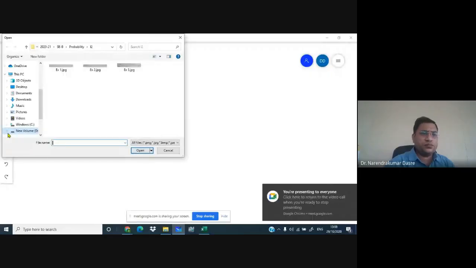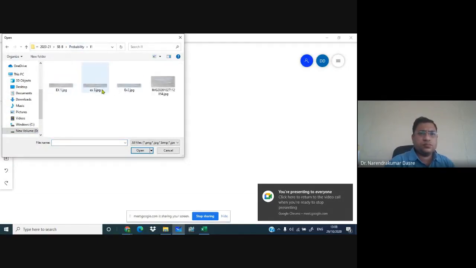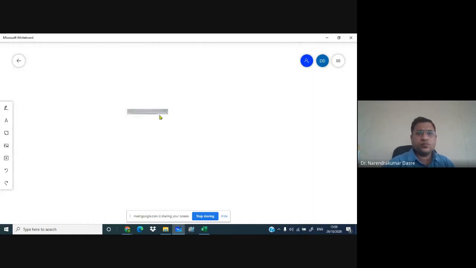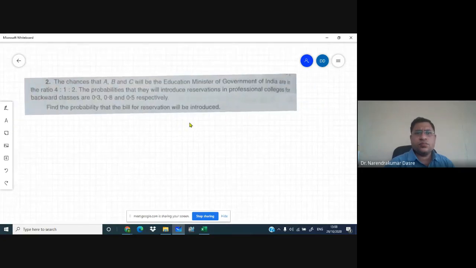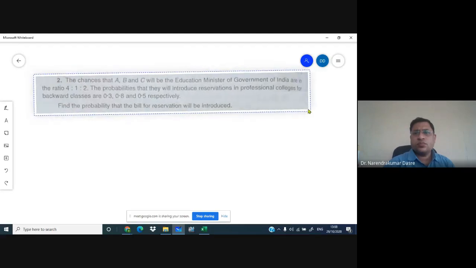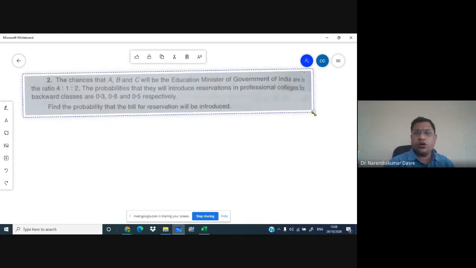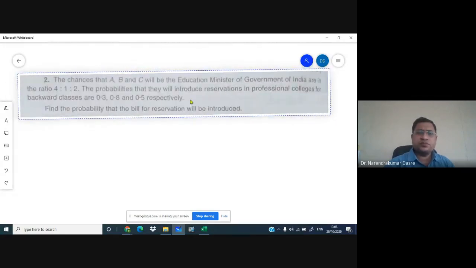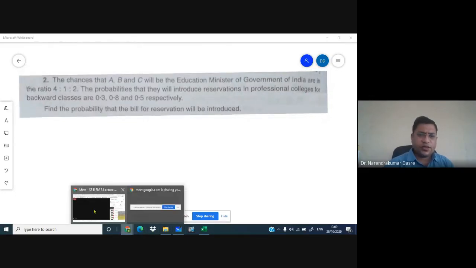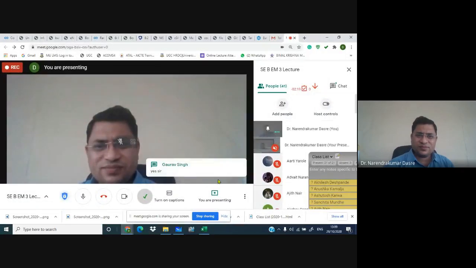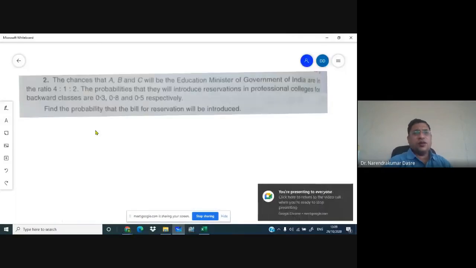Let us try the example based on the total probability theorem first. So I hope you are able to read this example. Are you able to see this example? Yes, okay, that's great.